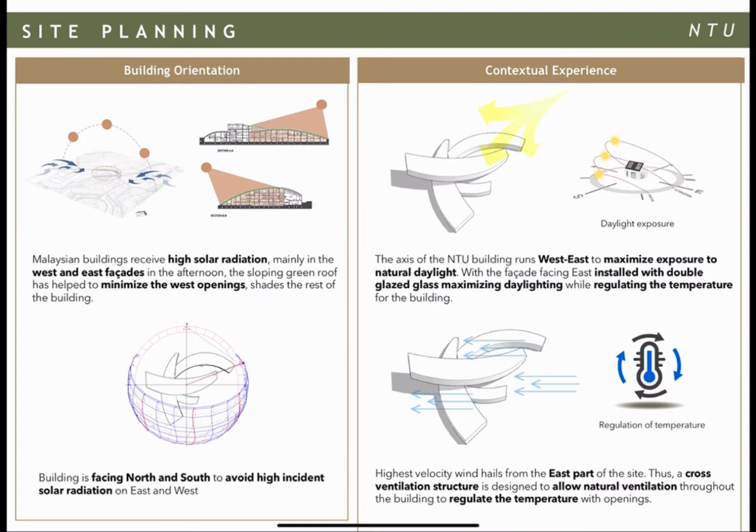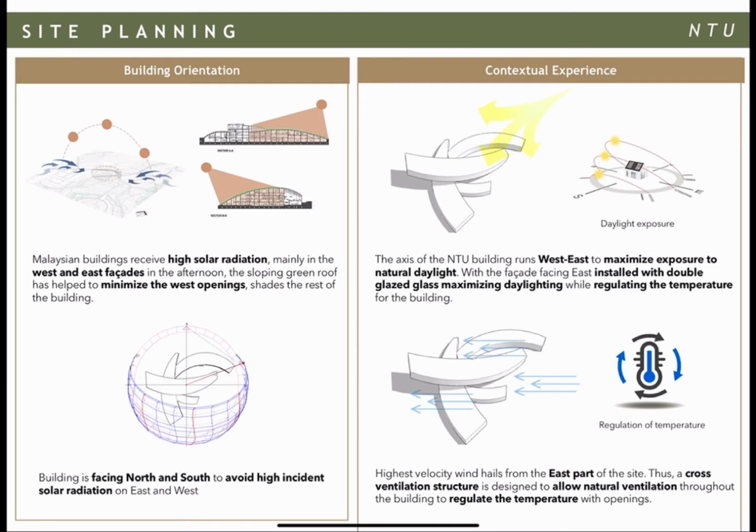For the building orientation, Malaysian and Singapore buildings receive high solar radiation, mainly on the west and east facades in the afternoon. The sloping green roof has helped to minimize the west openings, shading the rest of the building. The building is facing north and south to avoid high incident solar radiation on the east and west. The axis of the building runs west-east to maximize exposure to natural daylighting.